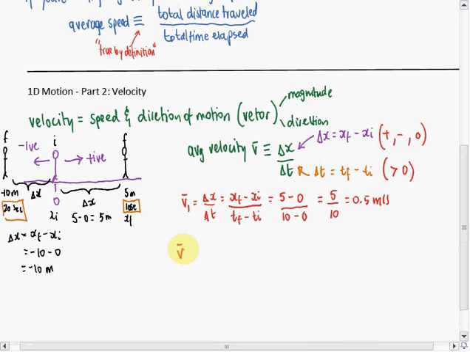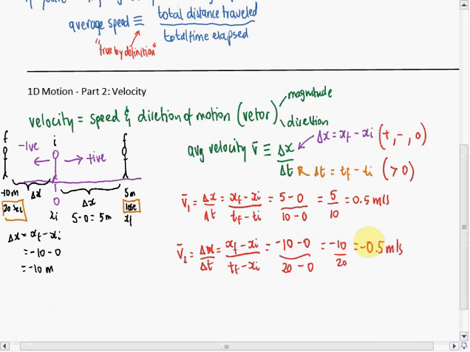When I was moving to the left, so my average velocity in situation 2, exact same method of solving, delta x over delta t. That's again my final position minus my initial position divided by my final time minus my initial time. Just plug the values in that I had. I moved 10 meters to the left, negative 10 minus 0. That took me 20 seconds to cover that, so I'm left with negative 10 over 20. That's negative 0.5 meters per second.